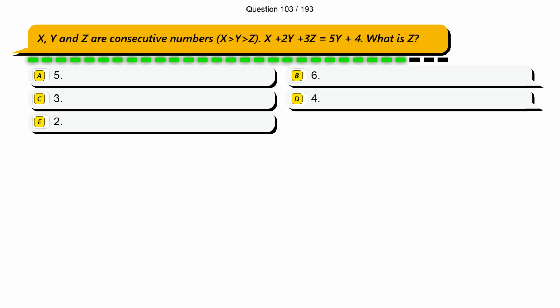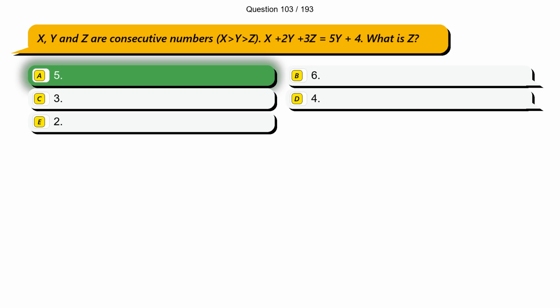Question 103. X, y, and z are consecutive numbers, x greater than y greater than z. x plus 2y plus 3z equals 5y plus 4. What is z? Option A 5, option B 6, option C 3, option D 4, option E 2.